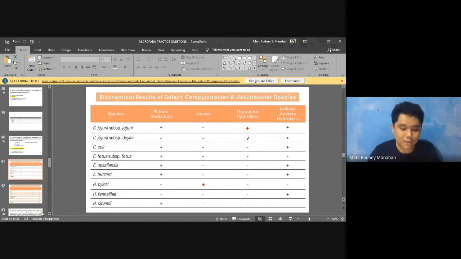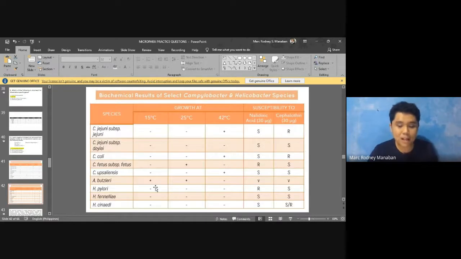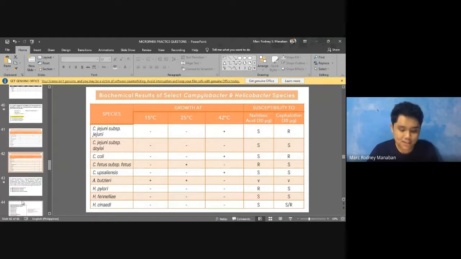Alright? Another way to differentiate Helicobacter and Campylobacter is their susceptibility to two antibiotics: nalidixic acid and cephalothin. Whenever you are asked which antibiotics can be used to test or differentiate Campylobacter and Helicobacter, you have nalidixic acid and cephalothin. And take note, growth at 42 degrees Celsius, C. jejuni. Very distinct. It grows well at 42 degrees Celsius. Your H. pylori will not grow. Alright? Okay, take note of that. Non-enteric pathogens.